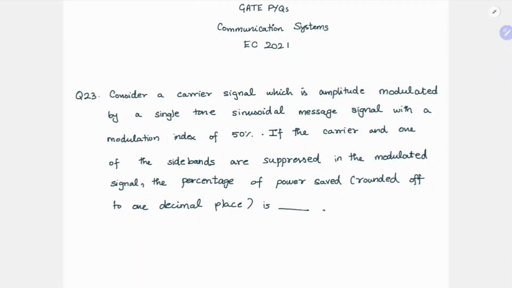Hello guys, welcome back. So here we have another question on communication systems from GATE EC 2021. Consider a carrier signal which is amplitude modulated by a single tone sinusoidal message signal with a modulation index of 50%. If the carrier and one of the sidebands are suppressed in the modulated signal, the percentage of power saved, rounded off to 1 decimal place, is dash.